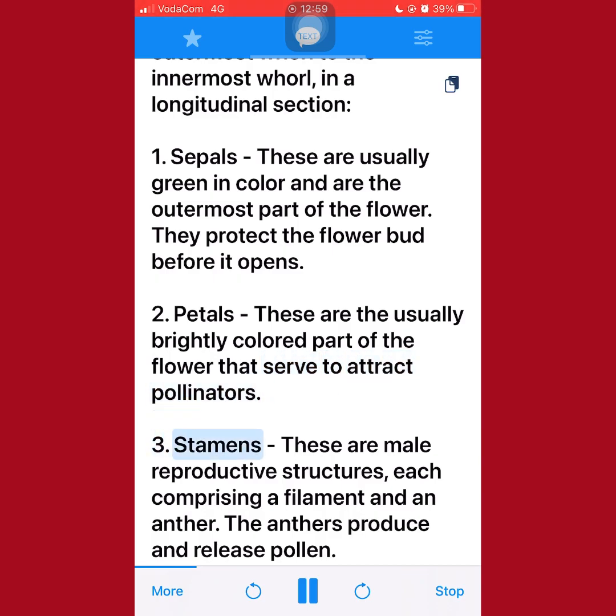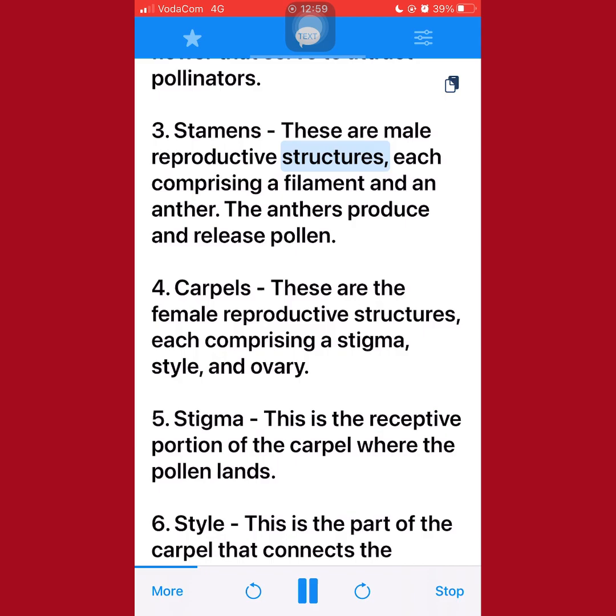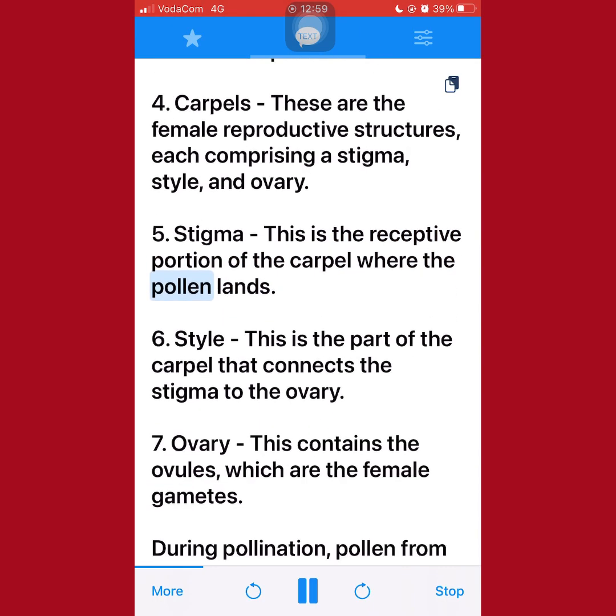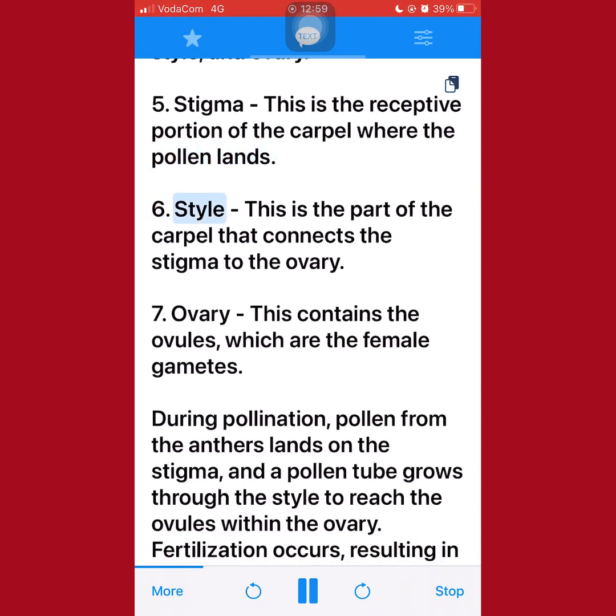3. Stamens. These are male reproductive structures, each comprising a filament and an anther. The anthers produce and release pollen. 4. Carpels. These are the female reproductive structures, each comprising a stigma, style, and ovary. 5. Stigma. This is the receptive portion of the carpel where the pollen lands. 6. Style. This is the part of the carpel that connects the stigma to the ovary. 7. Ovary. This contains the ovules, which are the female gametes.